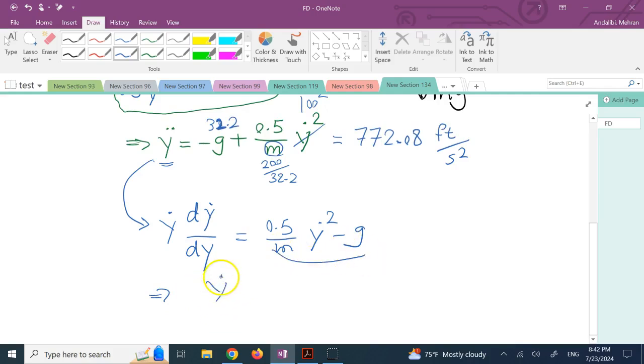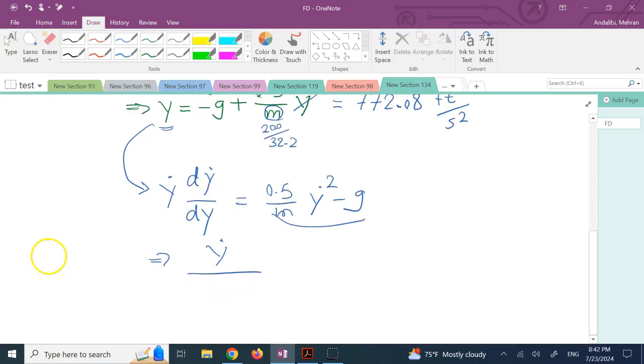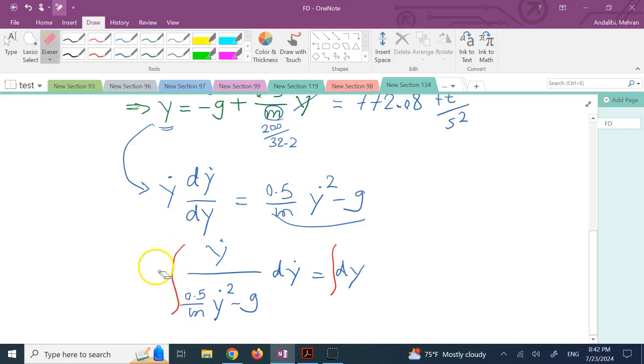If you do so, here you get y dot over 0.5 over m y dot squared minus g dy dot, and this is equal to dy, and multiply both sides by dy. And now look, both sides are separate variables, so you can do separation of variables, right? And in order for that to happen, you have to do the integrations and put the limits.